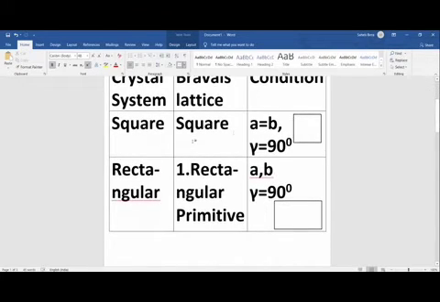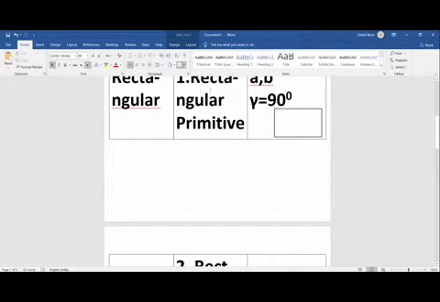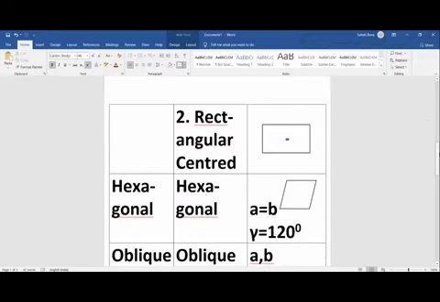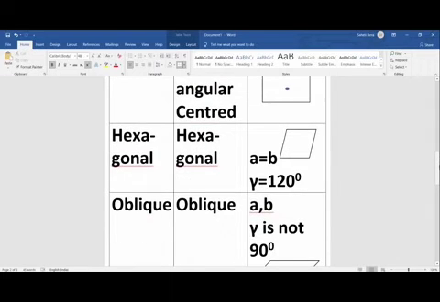In the crystal system, you can understand that in a square there will be four motifs or four bases, meaning there can be one atom or a group of atoms at this corner, another at this corner, and this corner. So there can be four bases. In rectangular primitive also there will be four bases. In rectangular centered, there will be five bases: 1, 2, 3, 4, and 5. How much each is shared is a different thing. We can call the bases motif also, motif or basis.